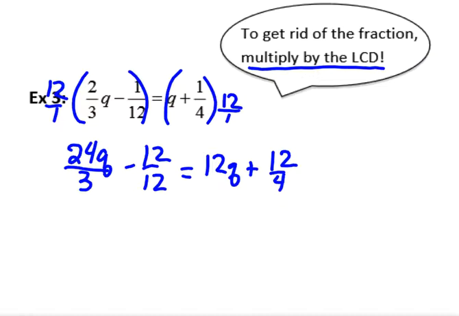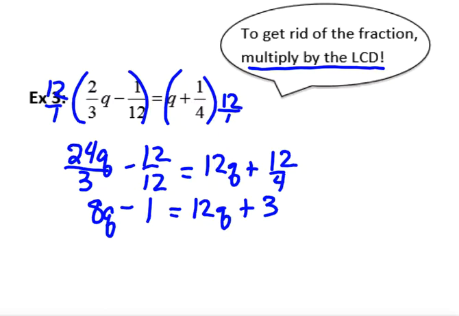Now, if I chose the right number, all of these should simplify so there's no fractions left. So as I go through and simplify, 24 over 3 will simplify down to 8q. The 12 over 12 will give me 1, so that's minus 1. The 12q doesn't change. And then finally, 12 divided by 4 is 3. So now I have a pretty easy linear equation here with no fractions at all.